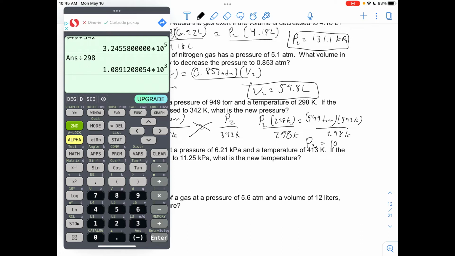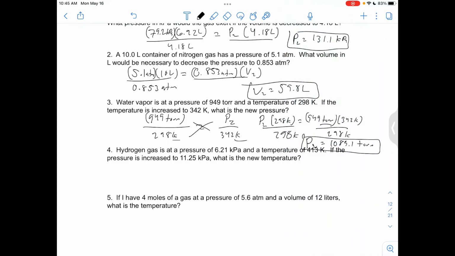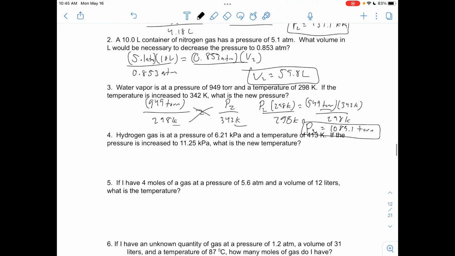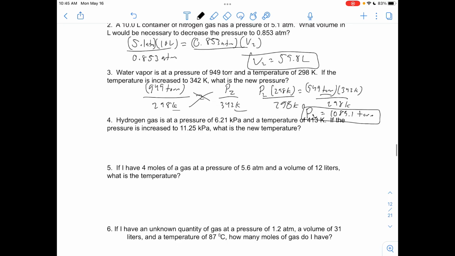That's 1089.1. Again, it's going to be torr. Whatever unit we're given is the unit it's going to come out in. Remember that we want to make sure that temperatures are in Kelvin and volumes in liters, so that we don't get mixed up for the ideal gas law.